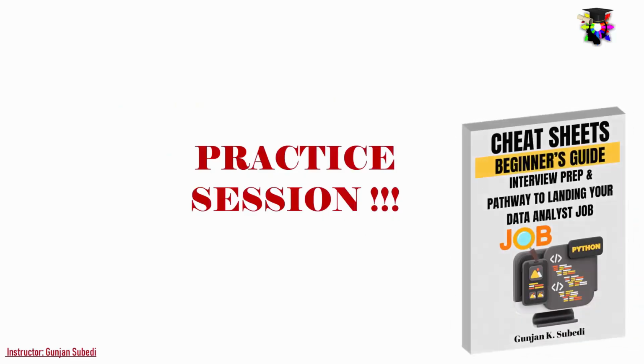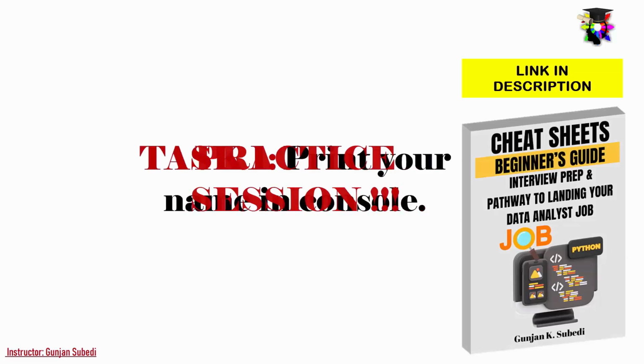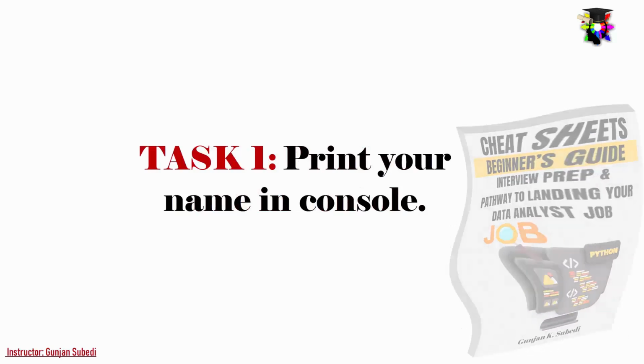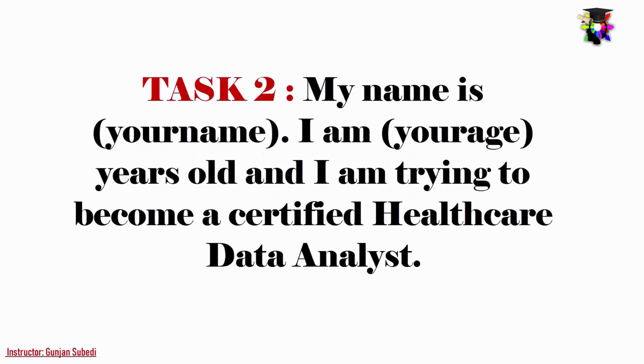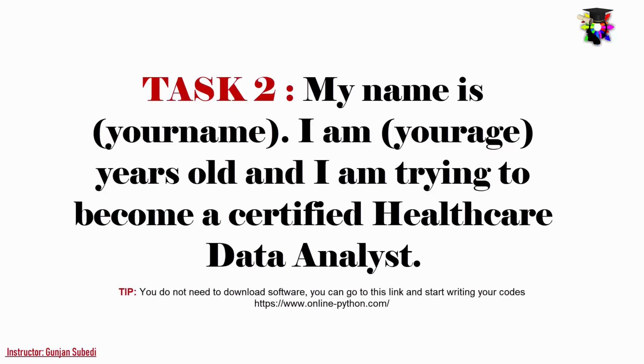Now that you have read much about the print command, I want you to print these using the print command. First of all, I want you to print your name in the console. In the second question, I want you to print the following. Assign your name and your age to certain variables, and print: My name is your name and I'm your age years old and I'm trying to become a certified healthcare data analyst. This statement should be printed after assigning your name and your age to certain variables.